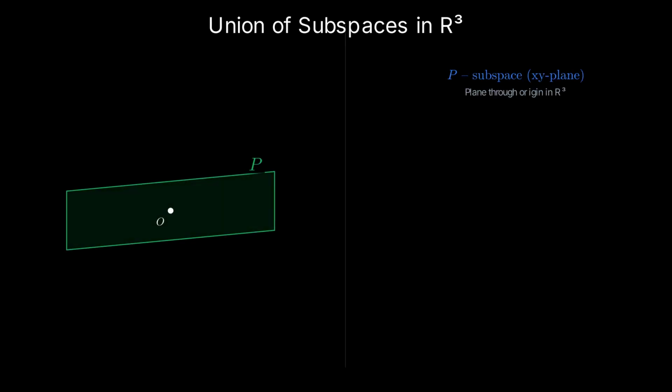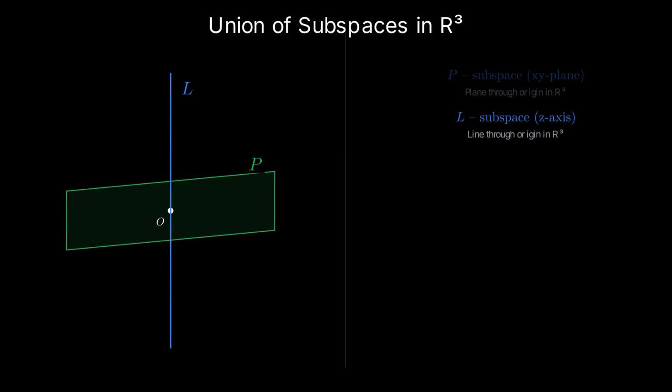Here's a plane through the origin in R3. This is a subspace, and here's a line through the origin, also a subspace. Their union contains every vector that lives in one or the other. Most students expect this union to be a subspace too, but watch what happens.